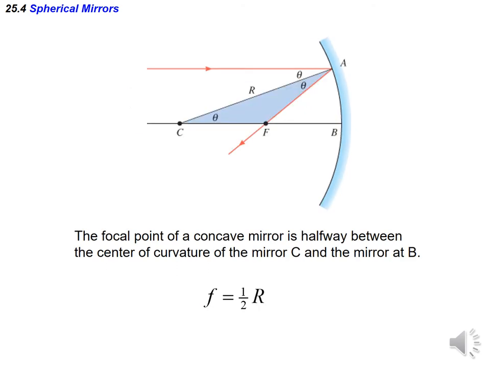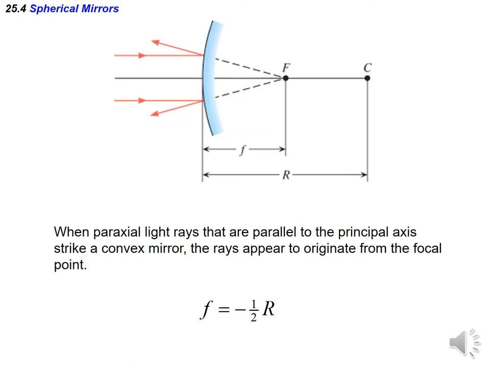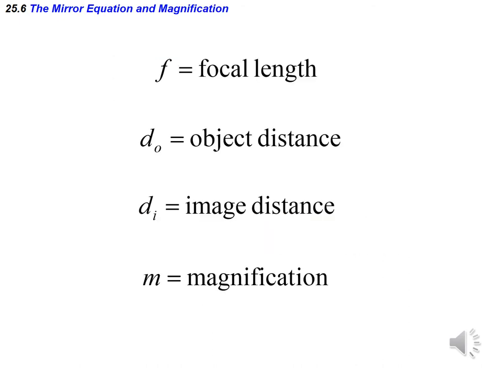The focal point on a concave mirror is halfway between the center of curvature, C, and the mirror at B. So to solve for the focal length, the focal length is simply equal to 1/2 multiplied by the radius of curvature. The difference between the concave mirror and the convex mirror is simply the sign. For a concave mirror, F is equal to 1/2 R, and for the convex mirror, F is equal to negative 1/2 R. So we have to be reminded of the different representations that we will be using in this topic. F will be the focal length, DO is the object distance, DI is the image distance, and M is the magnification.